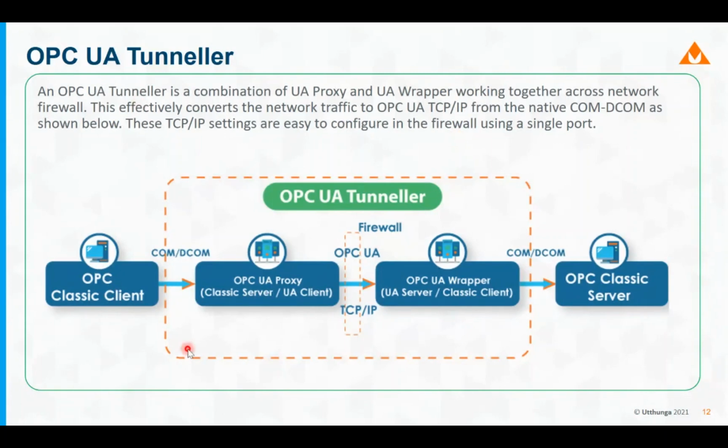So what is a tunneler? You have a client sitting in an office domain. This client wants to access something sitting in the PCD domain, which is a Classic server. From here, you connect to an OPC UA proxy. When you connect to an OPC UA proxy, the OPC Classic client, which was pulling data, is still seeing a Classic server. For him, there's no change. He just has to configure a different ProgID, and he gets the same points that he was pulling earlier.